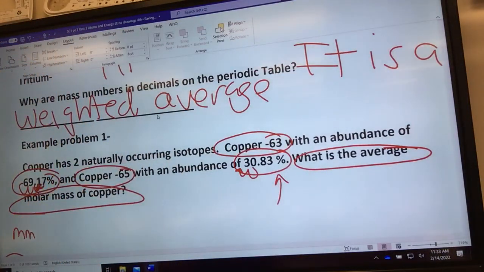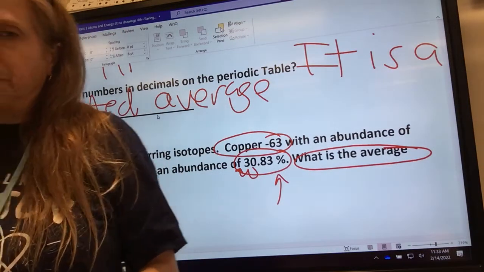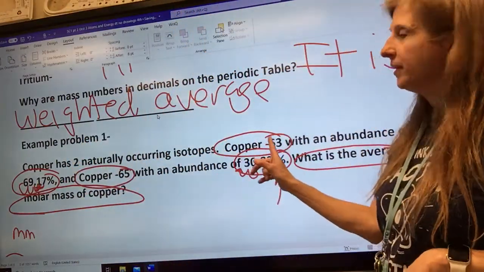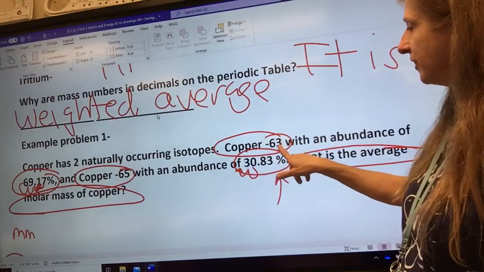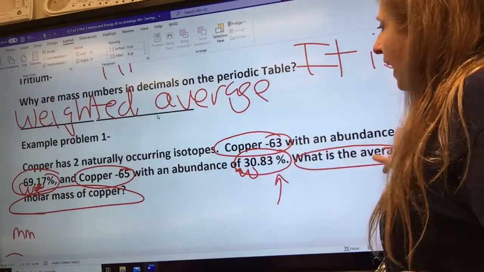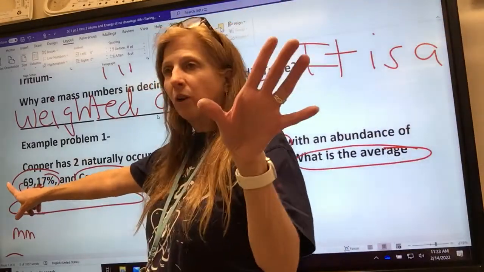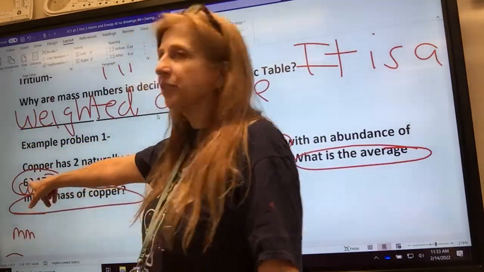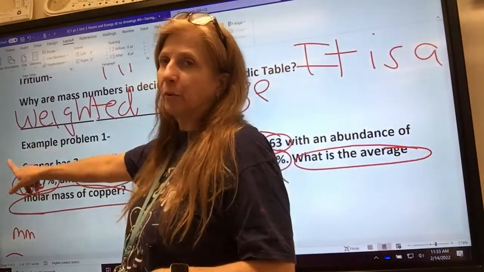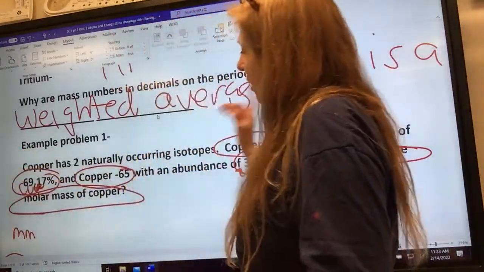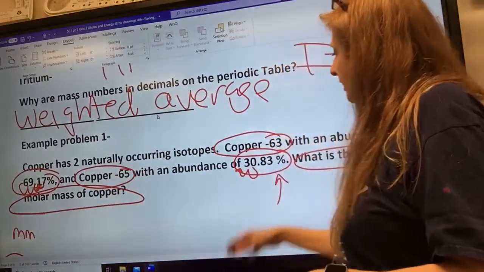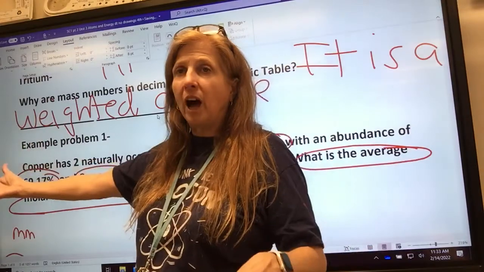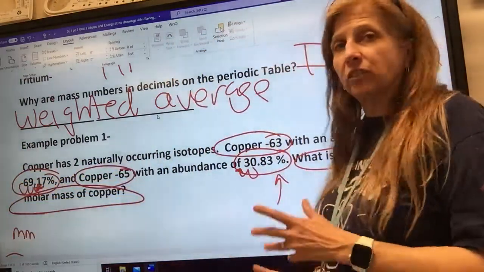Okay, so this is the kind of problem. Copper has two naturally occurring isotopes. One is copper 63. That means its mass is 63, and its abundance in the world, if you look at all the copper in the world, 69% thereabout is copper 63. And the other isotope is copper 65, and it's the other 30% that's out there. Copper 63 is more common. Does that make sense to you?